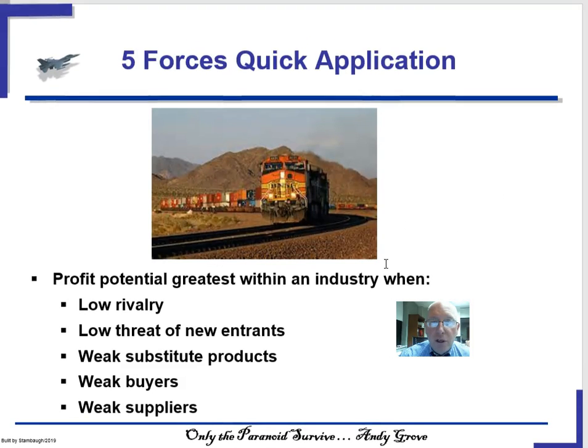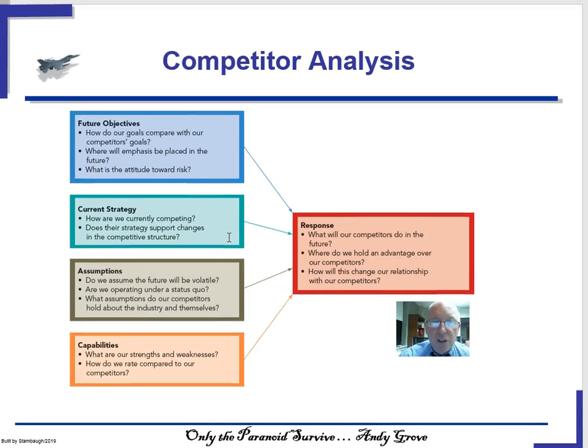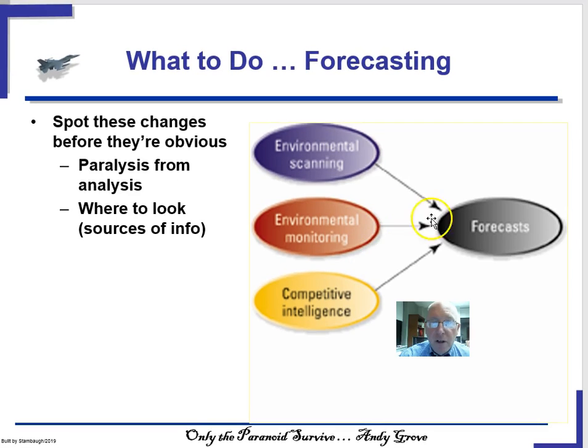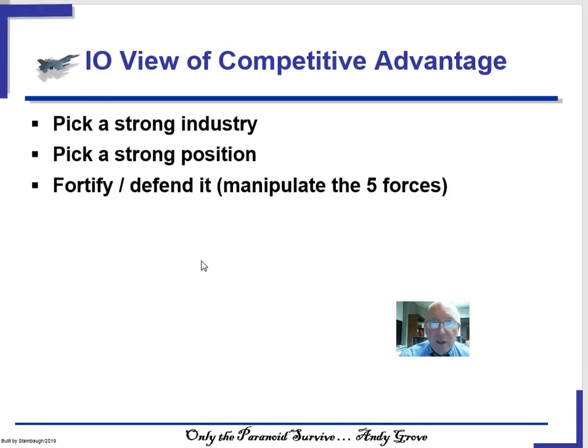Moving forward, nothing about my war story, nothing on strategic groups. There is a question on competitor analysis and competitive intelligence. So make sure that you're up on that. There's a question on what constitutes forecasting. That's it for chapter 2.